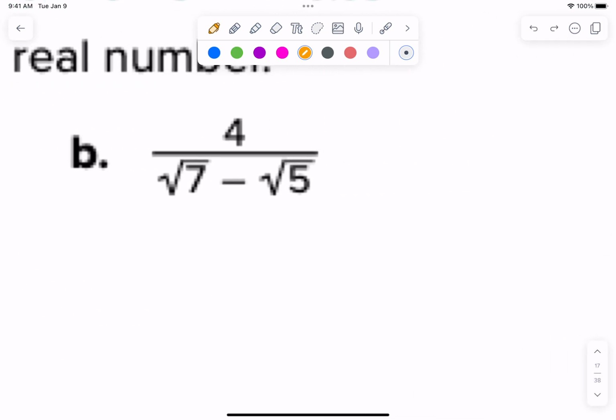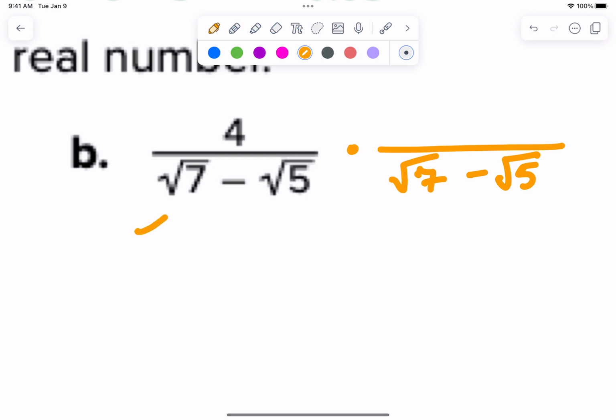Now for part B, I don't like square roots, we've got to take them back. But I have 2 square roots on the bottom and there's a minus between them: the square root of 7 minus the square root of 5. The problem is, if I multiply by the square root of 7 minus the square root of 5, that's not going to make any square roots go away. I have to multiply by the conjugate. What's the conjugate of the square root of 7 minus the square root of 5? The square root of 7 plus the square root of 5.